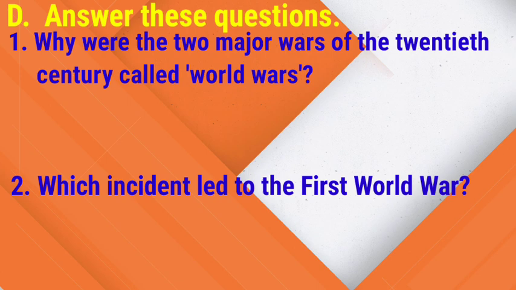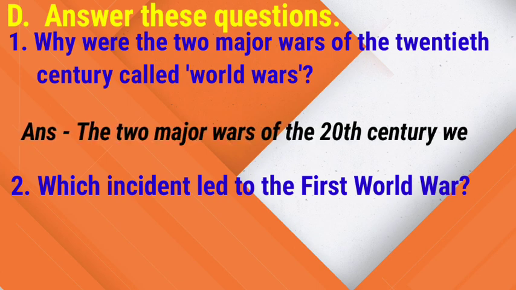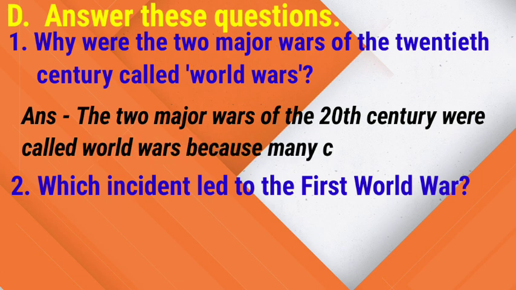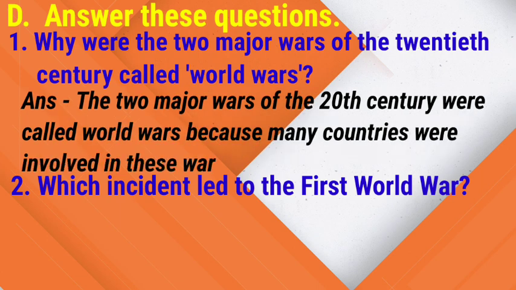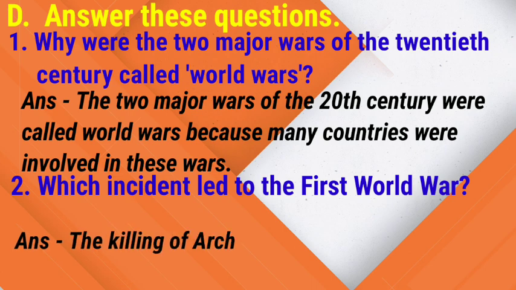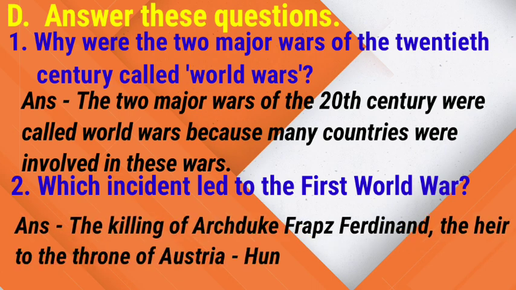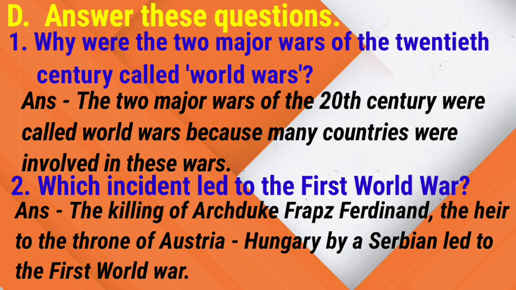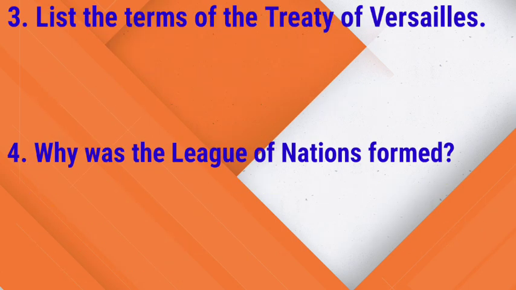D. Answer these questions. 1. Why were the two major wars of the 20th century called World Wars? Answer. The two major wars of the 20th century were called World Wars because many countries were involved in these wars. 2. Which incident led to the First World War? Answer. The killing of Archduke Ferdinand, the heir to the throne of Austria-Hungary, by a Serbian led to the First World War.